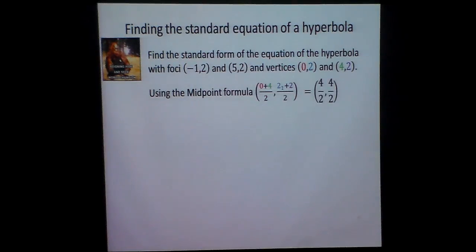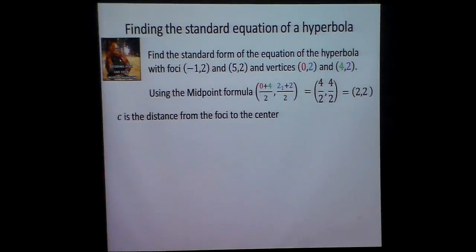0 and 4 make 4, and 2 plus 2 makes 4. So I have 4 over 2 and 4 over 2, so the point is 2 over 2. I knew the y value was going to be 2 because they're all 2's, and the other one turned out to be 2 also. So we know that the center is at (2, 2).